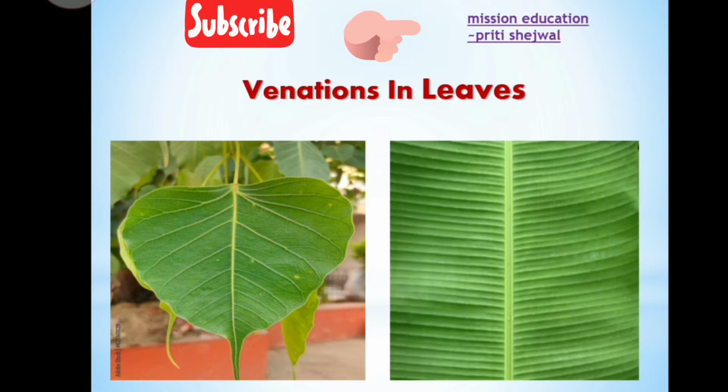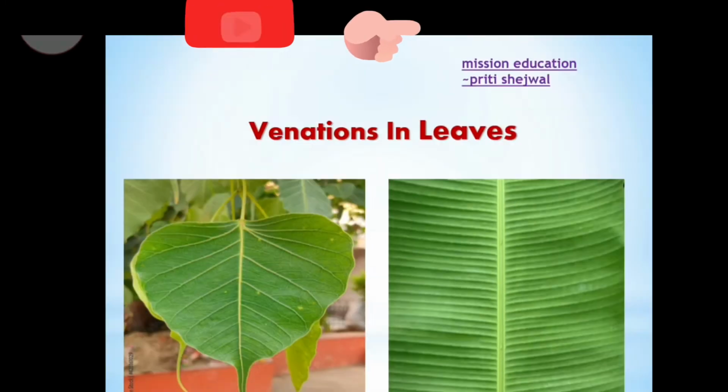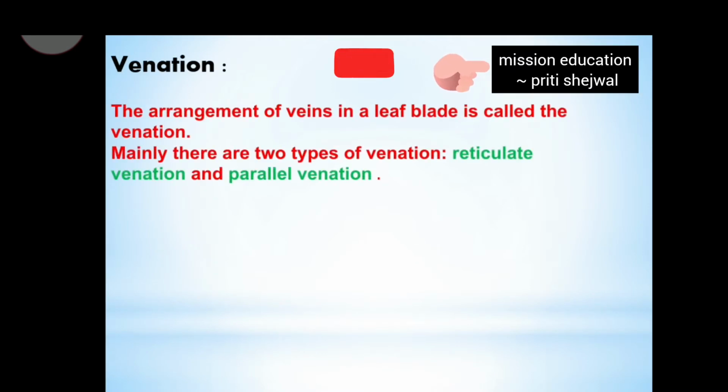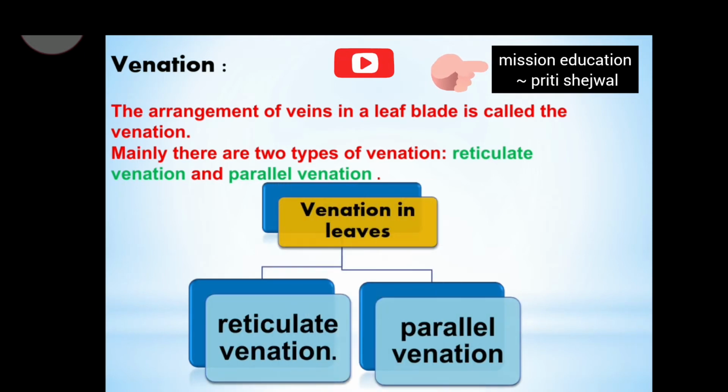So let's learn about the venation in leaves. Now let us see what the word venation means. The meaning of venation: the arrangement of veins in a leaf blade is called the venation. Mainly there are two types of venation, that is reticulate venation and parallel venation. These are the two types of venation in leaves, okay? That is reticulate venation and parallel venation.